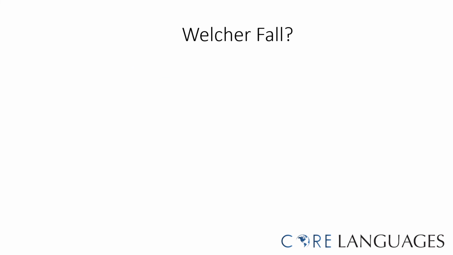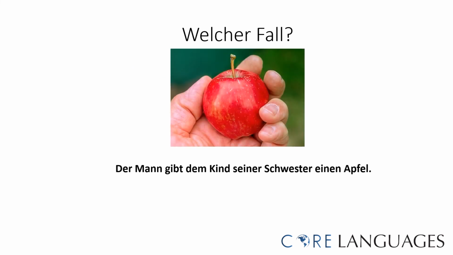Now look at this sentence. Der Mann gibt dem Kind seiner Schwester einen Apfel. The man gives the child of his sister an apple. Try to identify the different elements and what case they are in. Let's find the nominative case, the accusative case, the dative, and the genitive. The nominative case is the thing or the person that is doing the verb. In this example, it is der Mann.